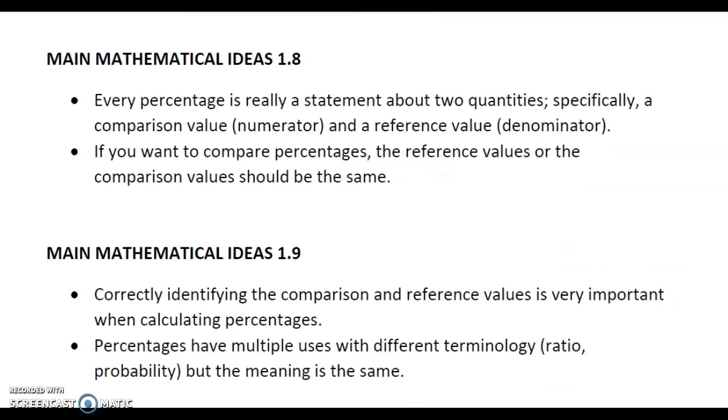From 1.9, we thought about percentages when we talked about probability. So first, of course, we had to correctly identify the comparison and reference values like we did in 1.8, but now we can think about probability, the likelihood that something is going to happen. The meaning, the ratio, the comparison is still the same, but sometimes having something written in percent form or thinking about it in terms of probability helps us to understand or make predictions more easily.